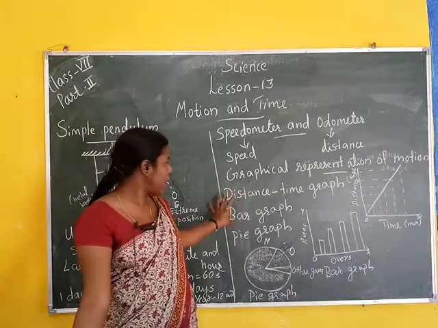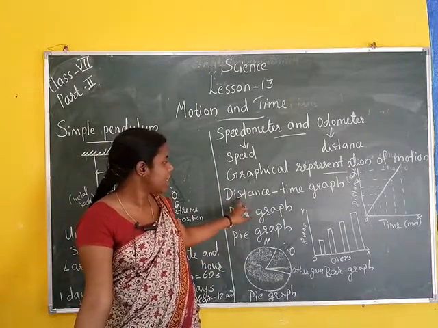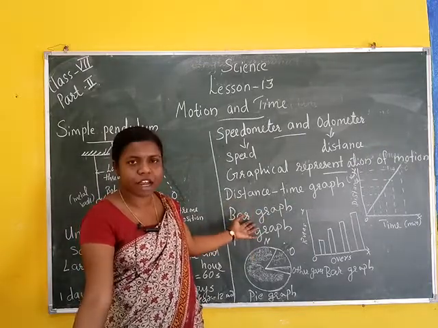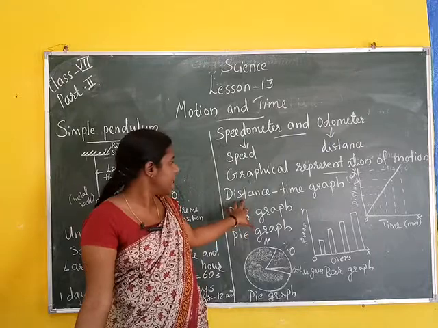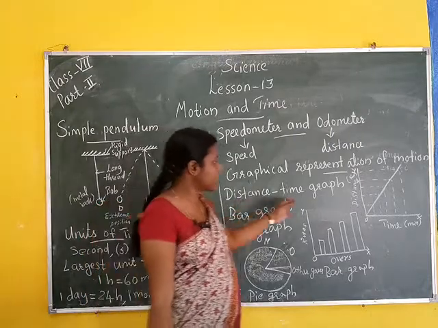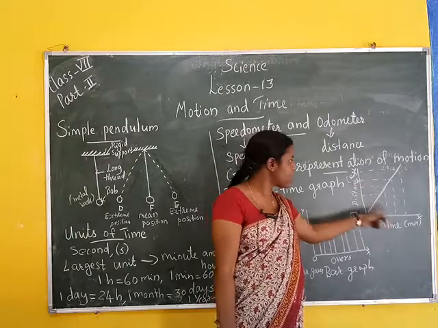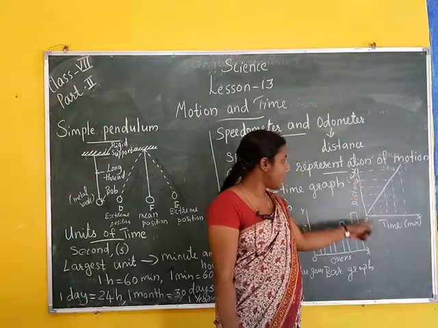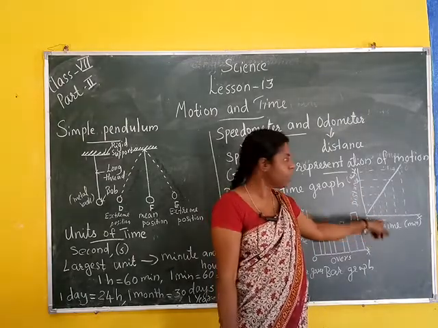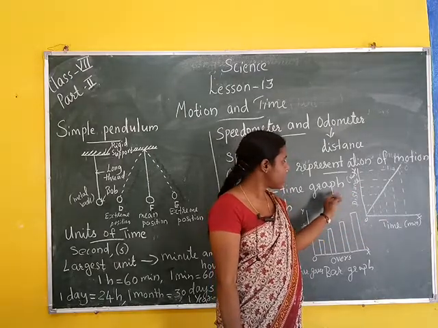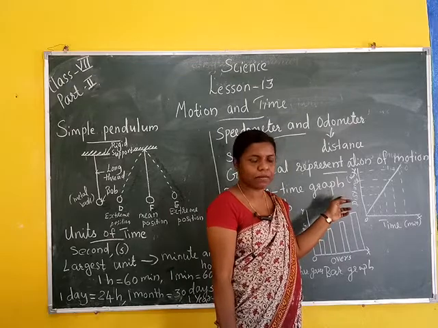There are three types of graph: distance time graph, bar graph and pie graph. We already studied these graphs in maths. First is the distance time graph. This graph has two axes, the x axis and the y axis. The x axis represents time and the y axis represents distance. This is the distance time graph.